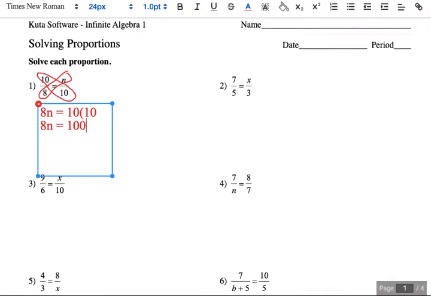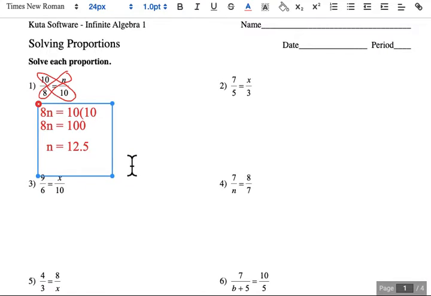And now to solve this equation, I'm just going to divide each side of the equation by 8, which is really hard to show using a typewriter. So I'm just going to say 8n divided by 8 will just give me n. And on the other side, 100 divided by 8 is 12.5.